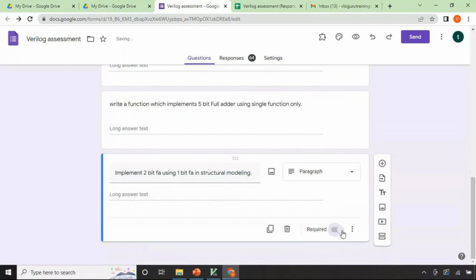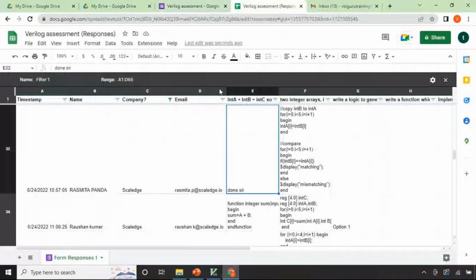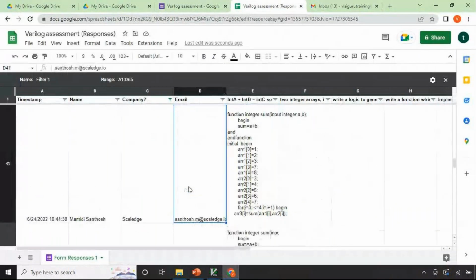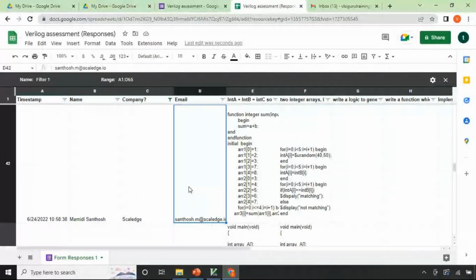Again, I'm telling everyone, please submit each and every answer when you do submit. You can submit every answer because I will be filtering it out. Everyone has done okay. Santosh has done 2 times. I'll remove the first entry for him, so I'll only take the last entry.